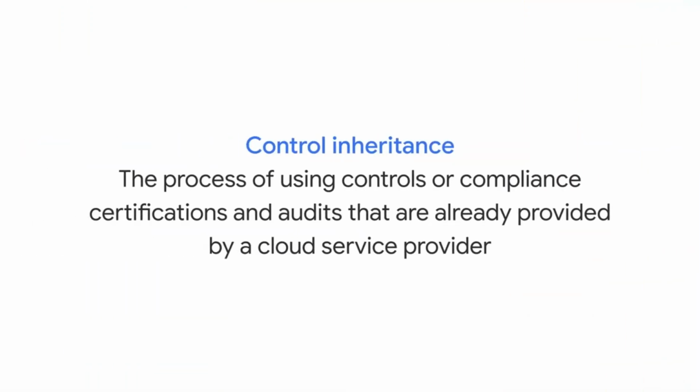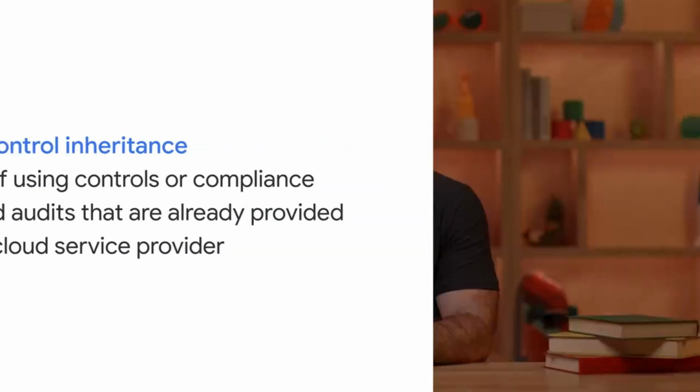It's important to call out, our discussion in this course should not be considered legal advice. Control inheritance is the process of using controls or compliance certifications and audits that are already provided by a cloud service provider. An organization can use inherited controls to meet their control requirements when using a cloud environment like Google Cloud. Because the controls are supplied by the cloud provider, they can be inherited or incorporated into the overall controls that an organization uses. The use of existing cloud service provider controls enables an organization to inherit them into their compliance process.